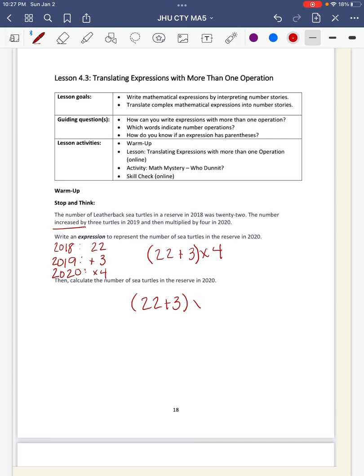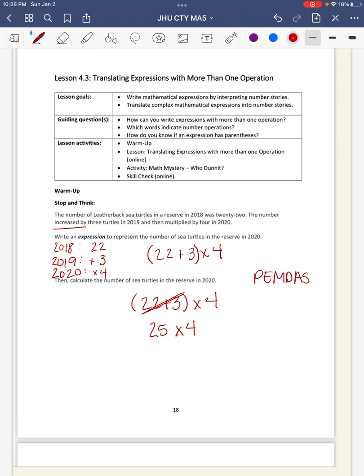22 plus 3 times 4. And then I'm going to follow my order of operations. We have our PEMDAS here. Parentheses, I did put some parentheses in there, so I got to solve those first. 25. Okay. Bring on down what I have left. Since I only have one operation left, I just have to do that operation.